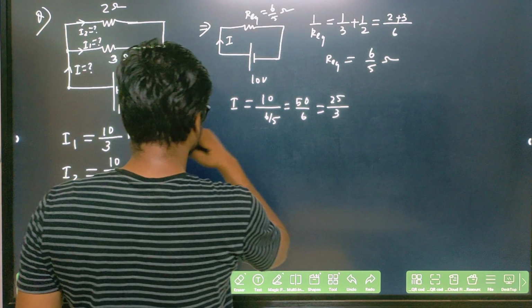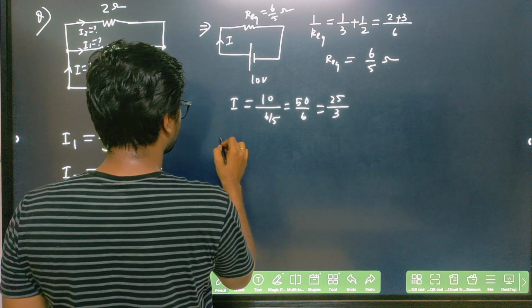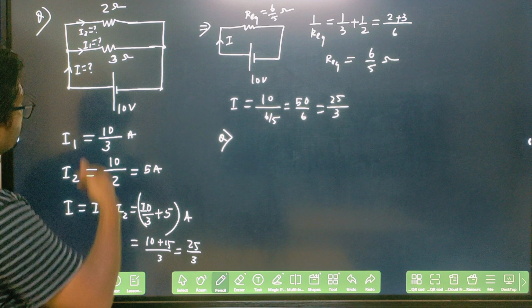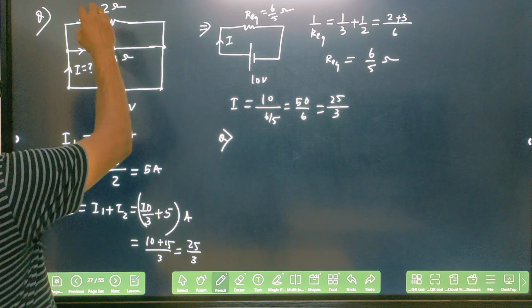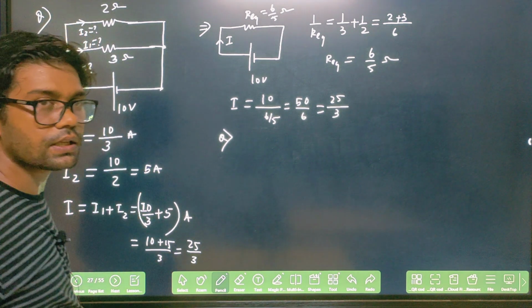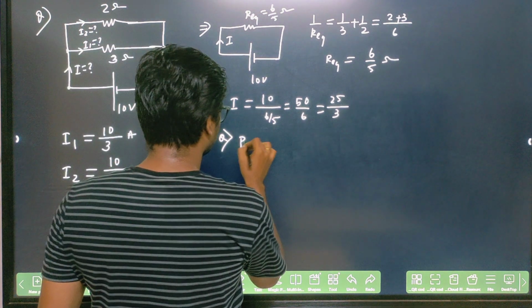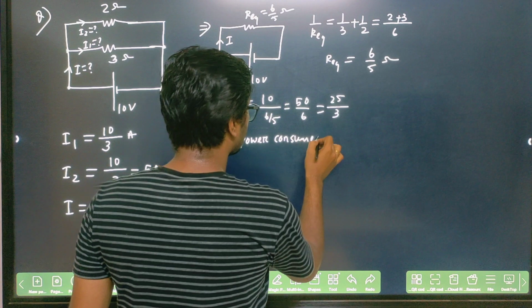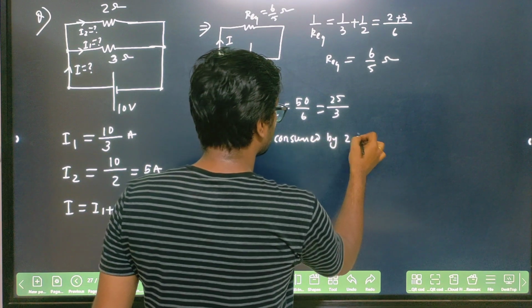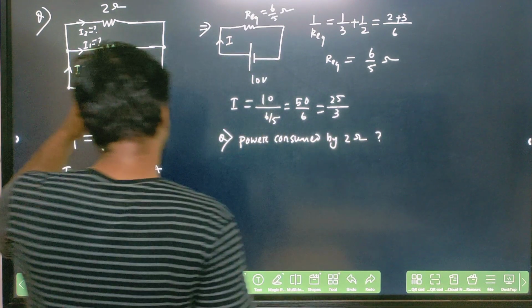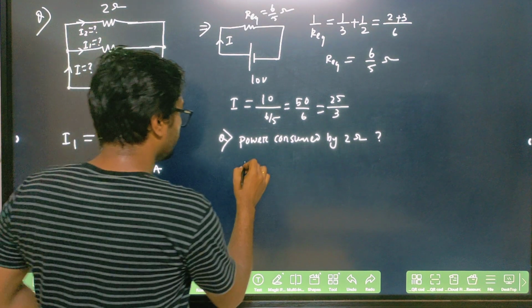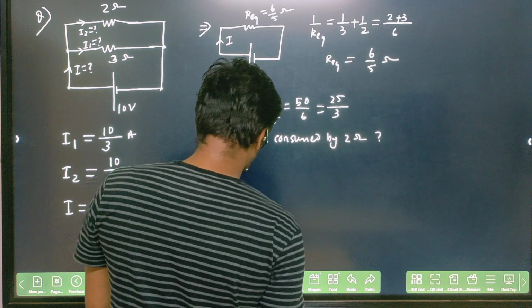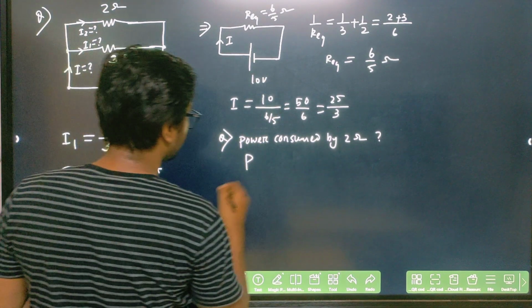Second thing, current value you got. Second thing you have to find out: can you find out the power consumed by the 2 ohm resistor? So power consumed by the 2 ohm resistor, I am writing here, let's say this is the 2 ohm resistor, I am writing P2, right?